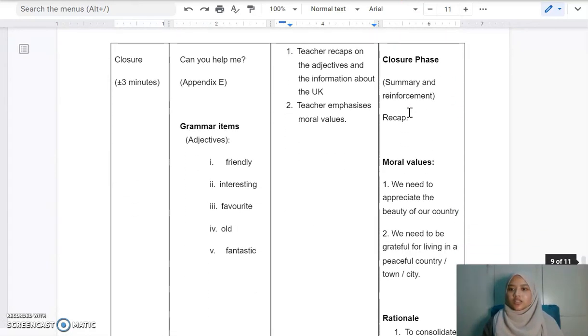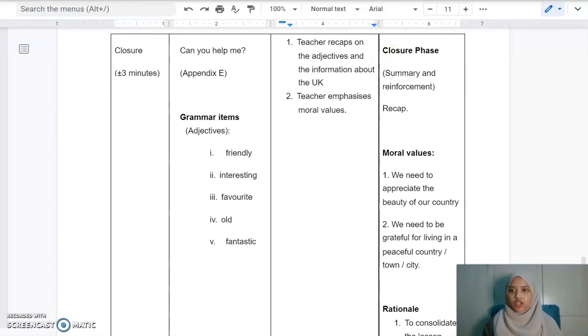Okay. As for the closure stage, after 8 minutes, we will continue to the closure stage, where the teacher recaps the lesson by asking the pupils questions on the adjectives and the information about the United Kingdom that they have learned just now. The teacher also emphasizes moral values that were mentioned before during the lesson. These two moral values are that we need to appreciate the beauty of our country, and also we need to be grateful for living in a peaceful country, town or city.